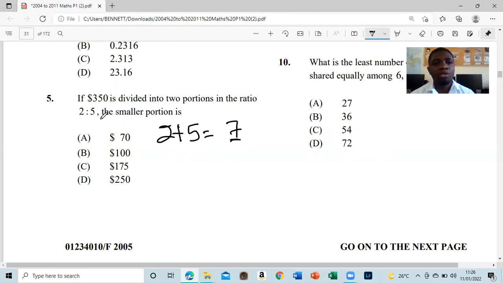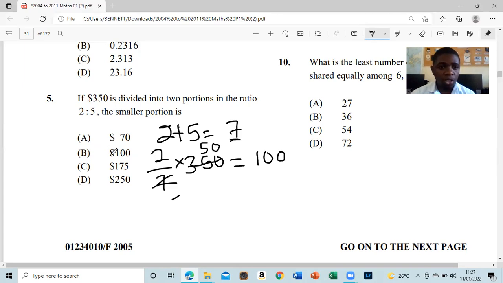So we can say, all right, 2 out of the 7 is the smaller portion, times the total money being shared, which is 350. So 7 goes 50 times into it. 7 fives are 35, so that's 50. And then 2 times 50 will give us 100, right?